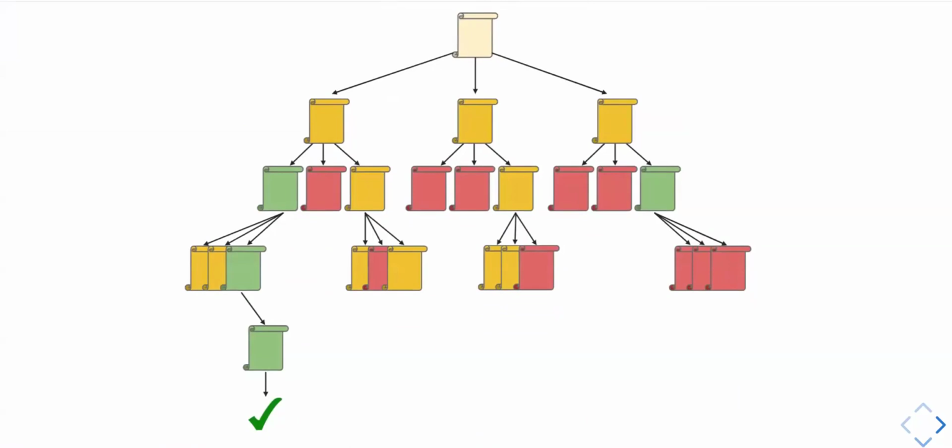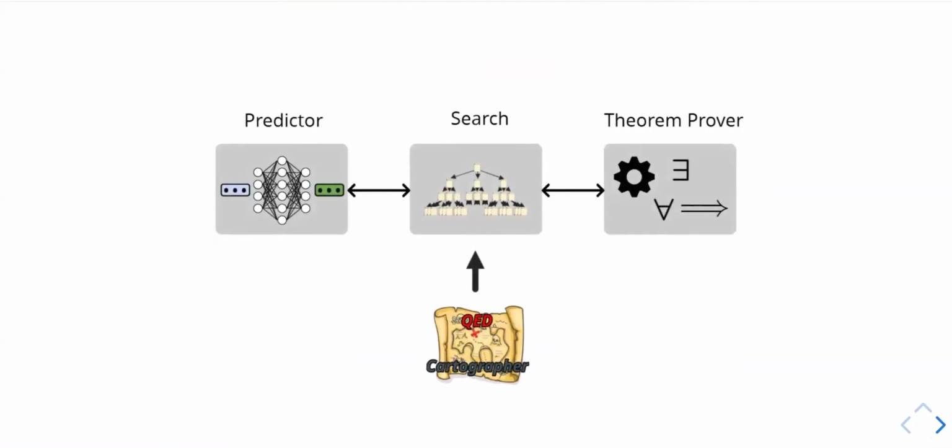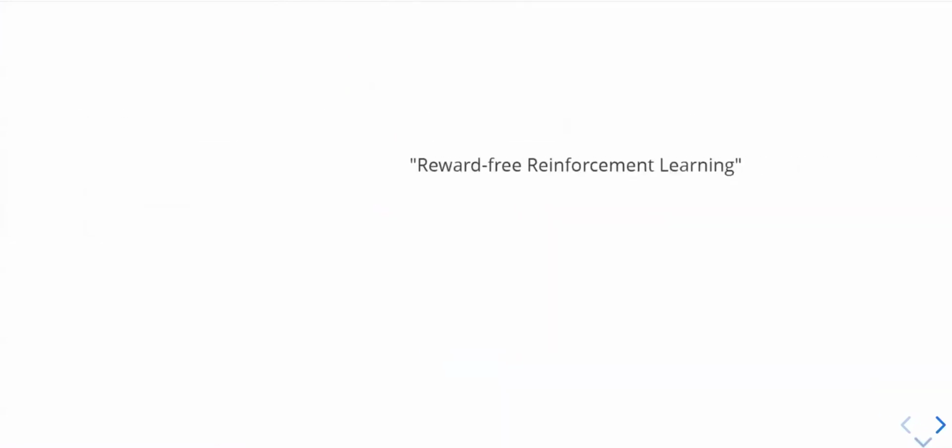If you do this, you can build a more intelligent tree that's based on something more like A-star, and you can find proofs faster and find shorter proofs. And that's what we do with QED Cartographer, where we find 26% shorter proofs and 27% fewer steps than the same search without state scoring. So we're keeping the predictor of a prior tool and the same theorem prover, and we're just improving that middle component, the search. The next part of that title is reward-free reinforcement learning.